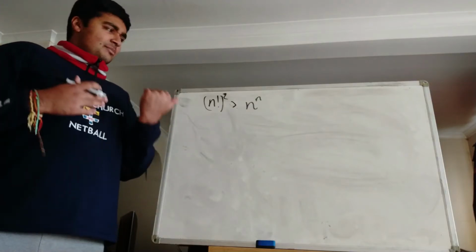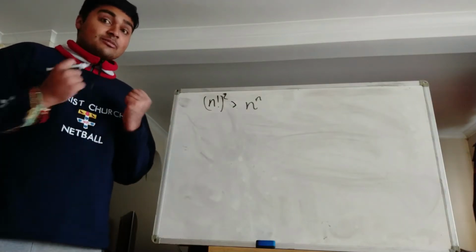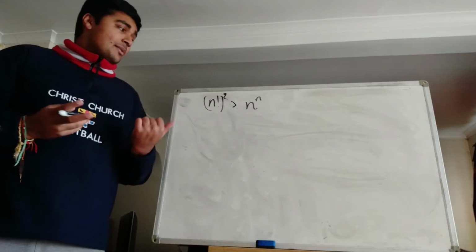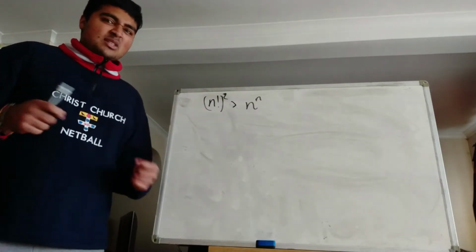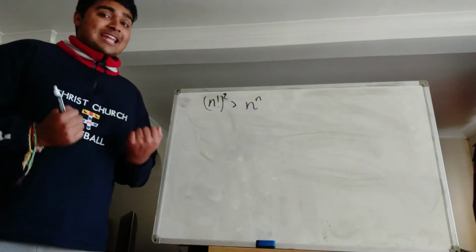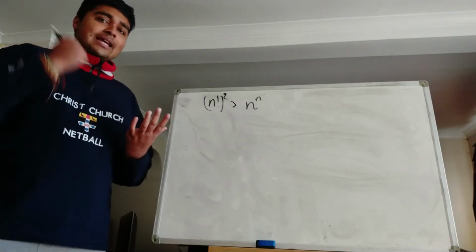Well, before we get into the proof of that, let's just do some exploration on some small cases of n. When n equals 1, we have the left-hand side is (1!)^2, and that's just 1, and the right-hand side is 1^1, so that's 1, so we have equality. When n equals 2, we have (2!)^2 and 2^2.